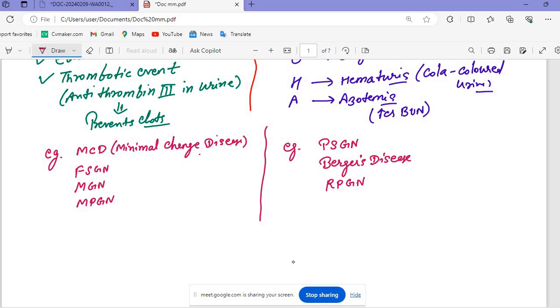Speak with me. Minimal change disease, FSGN. So all the M findings, all the MY, all the MM. So nephrotic are the M1. So minimal change disease, membranous glomerulonephritis and the membranoproliferative glomerulonephritis or the focal segmental glomerulonephritis, that is what? Nephrotic syndromes. Then if we are seeing the rest, what is that? PSGN, Buerger's disease, and we have the RPGN. So these are the nephritic syndromes. I hope this is clear.